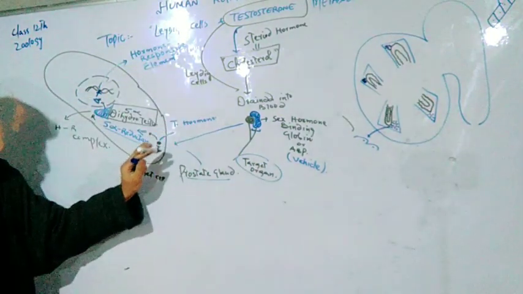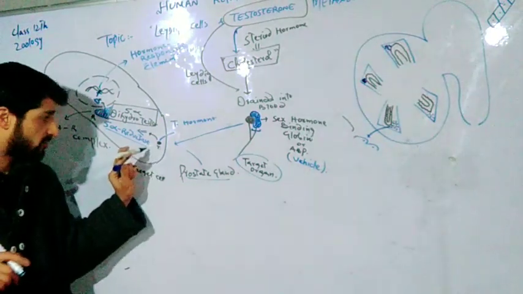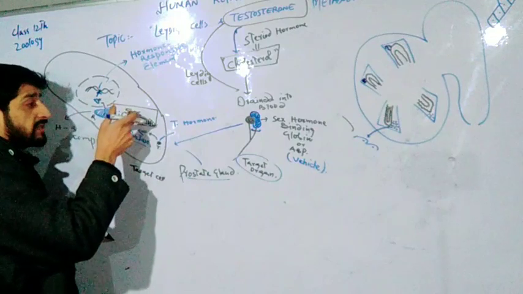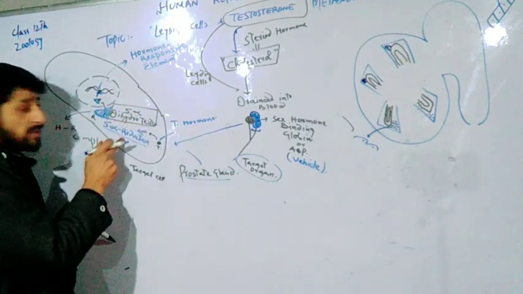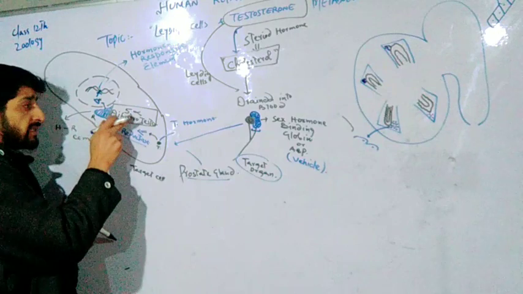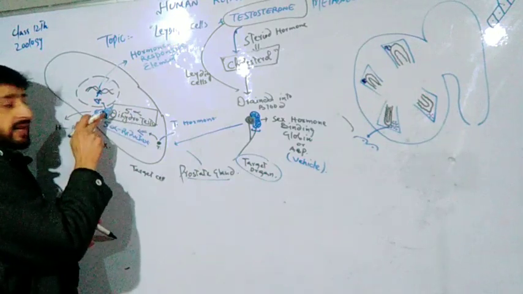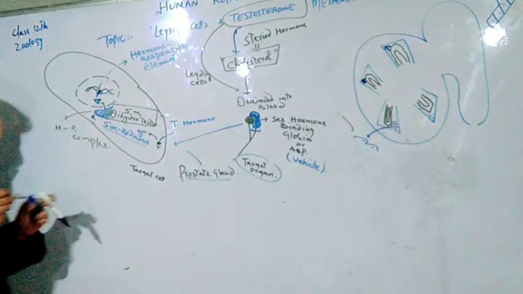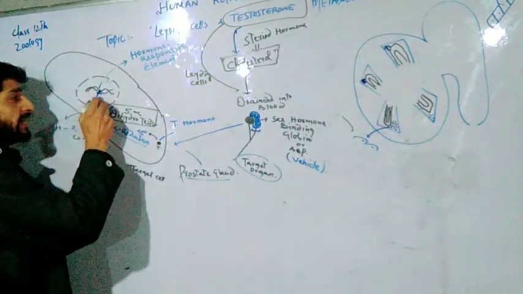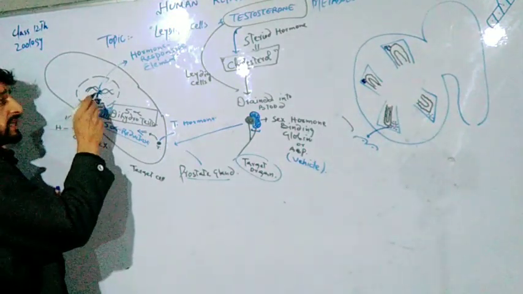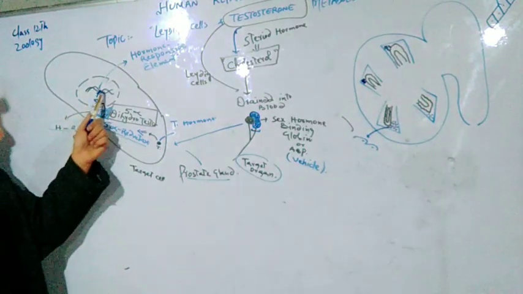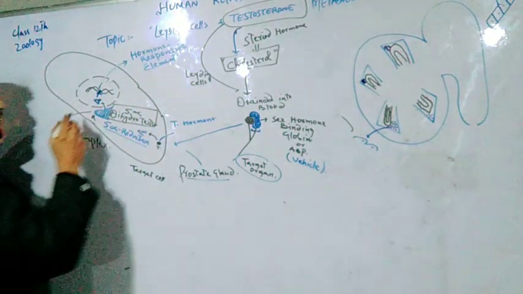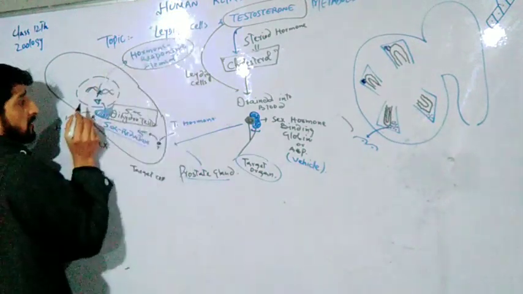Once the testosterone hormone crosses the cell membrane of the target cell, it enters the cytoplasm. In the cytoplasm, it gets converted into 5-alpha dihydrotestosterone by an enzyme called 5-alpha reductase. Then this 5-alpha dihydrotestosterone binds with the receptor and the hormone receptor complex is formed. It is this complex that then enters into the nucleus. In the nucleus, it binds at a specific locus of our genome, our DNA, that is called the hormone responsive element.